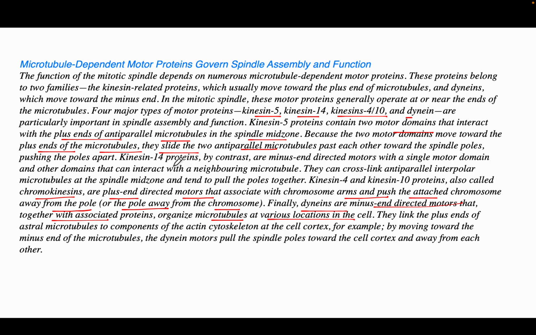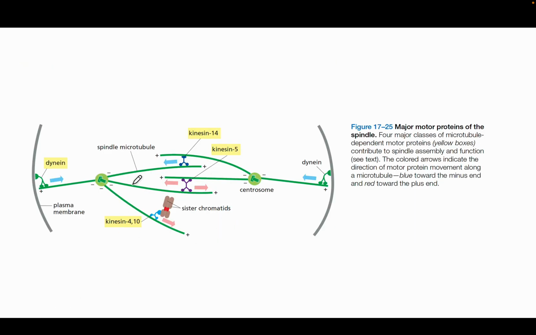Regarding kinesin 5, it contains two motor domains so that it can interact with the plus ends of the antiparallel microtubules in the spindle midzone. Because these two motor domains move toward the plus ends of the microtubules, they slide the two antiparallel microtubules past each other towards the spindle poles. So kinesin 5 is important with respect to interpolar microtubules.